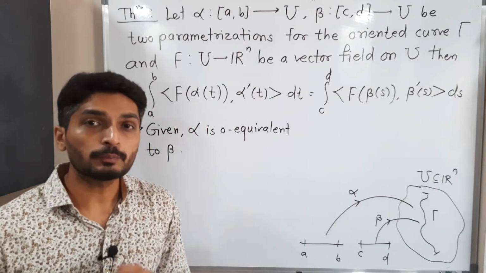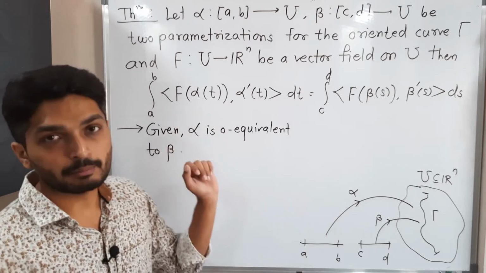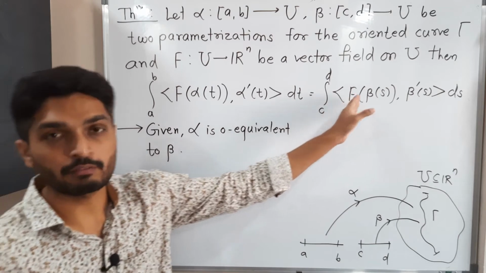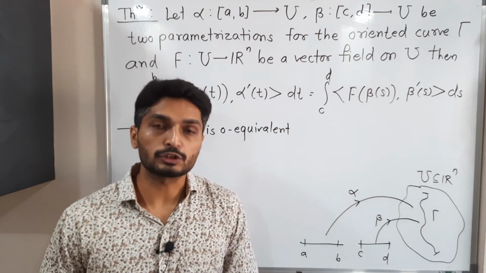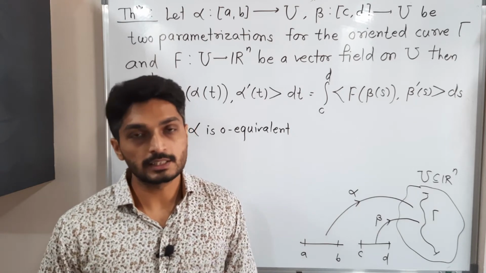And see what we have to prove. We have to prove that the line integral of F with the help of the alpha parameterization is the same as the line integral of F with the help of the beta parameterization. Both parameterizations give the same value of line integral. This thing we have to prove.